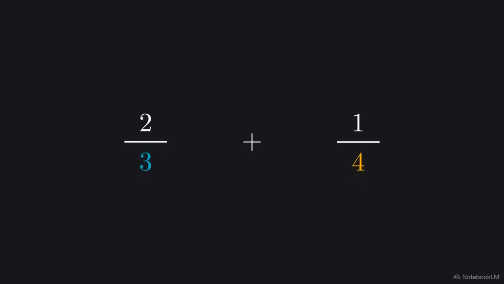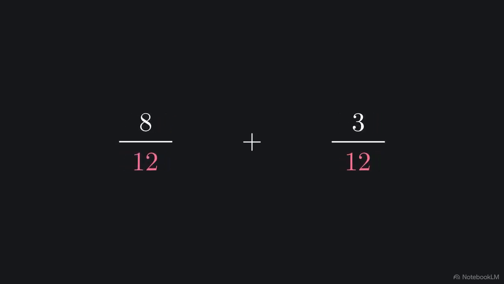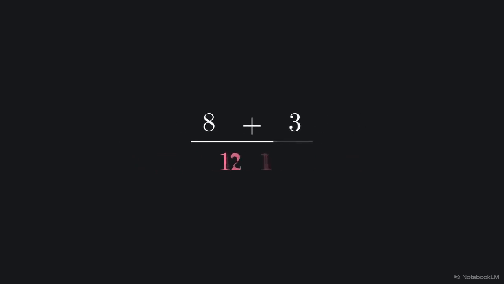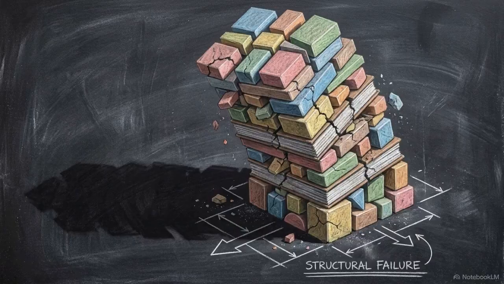This animation of 2/3 plus 1/4 shows the execution. To equalize the base, you multiply the numerator and denominator of the first fraction by the denominator of the second fraction. Then you repeat the action in reverse. The 3 multiplies the top and bottom of the 1/4. Both fractions are now converted into 8/12 and 3/12. They share a unified class. If Savarṇīkaraṇa provides the logical reason why denominators must match, Sama-chheda-vidhi is the brute force cross-multiplication algorithm used to make it happen. But brute force creates significant scaling issues.